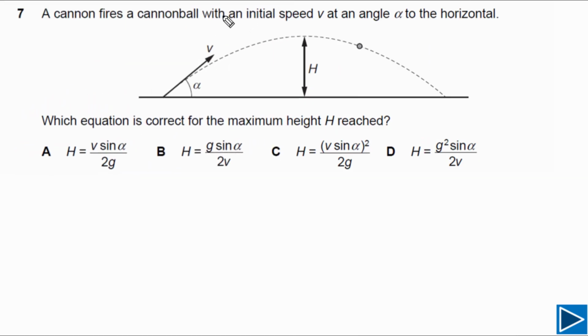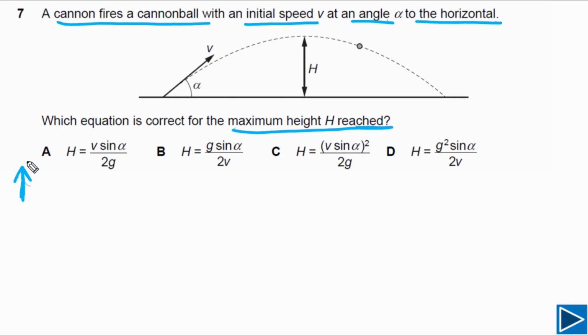This question is about projectile motion. It is given to us that a cannon fires a cannonball with an initial speed v at an angle alpha to the horizontal. We need to find out the maximum height reached by the cannonball. This question is asking us about maximum height. So we need to consider vertical motion only. For this purpose, we will take upward as positive.